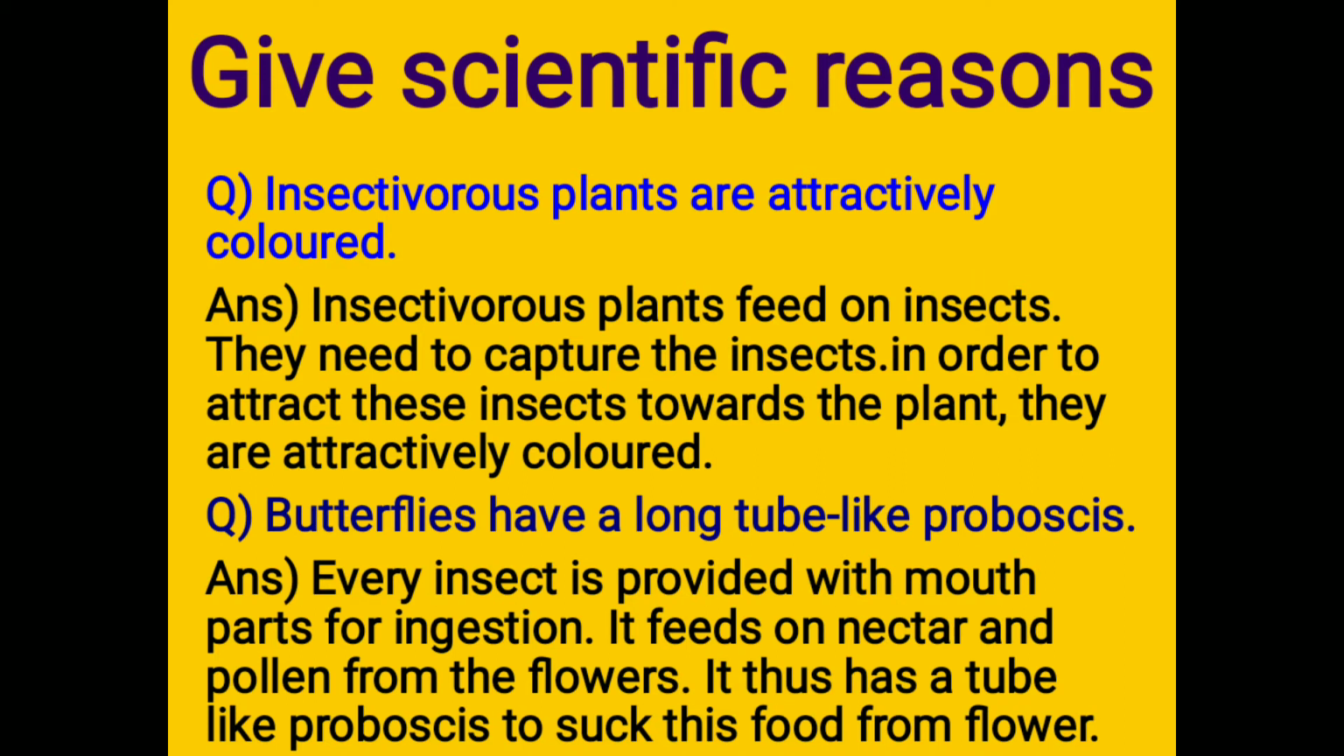Next question. Butterflies have a long tube-like proboscis. Answer. Every insect is provided with mouth parts for ingestion. It feeds on nectar and pollen from the flowers. It thus has a tube-like proboscis to suck this food from the flower.